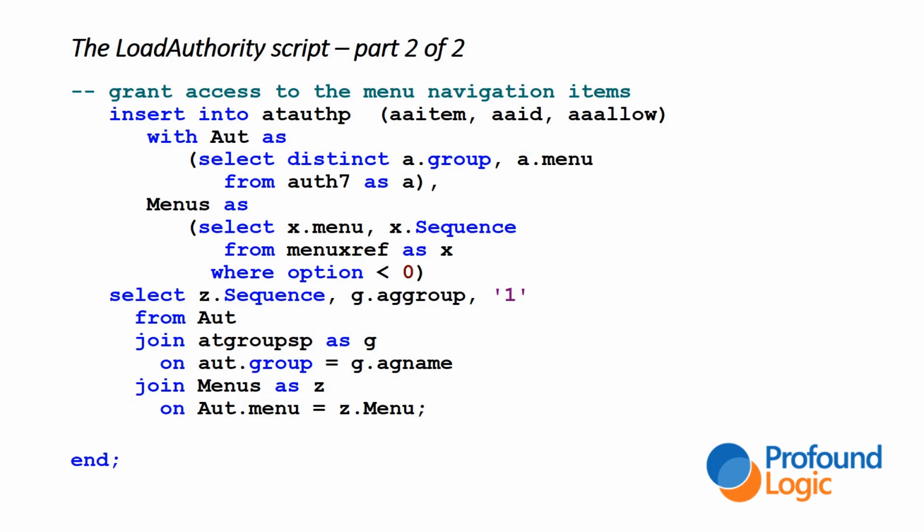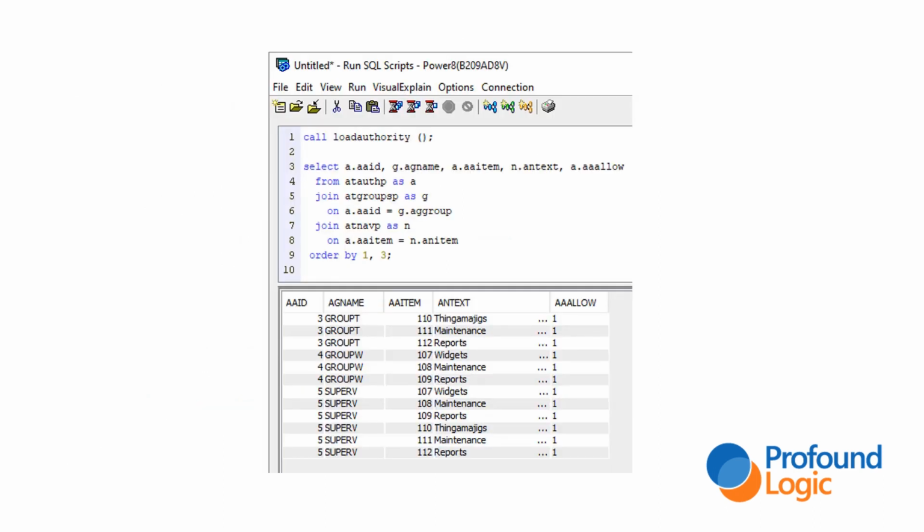It's not enough to authorize access to the menu options. You also have to authorize access to the menus themselves. The second insert takes care of this requirement. This is what the data looks like after the load. Authorization has been defined for 3 groups.